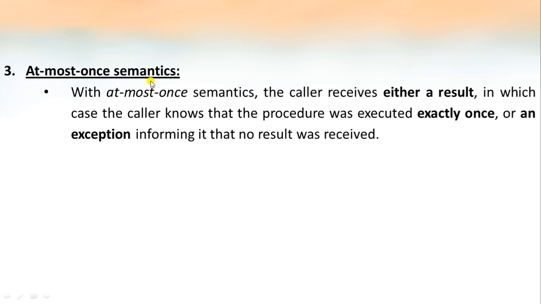Next is at most once semantics. In the case of at most once semantics, the caller receives either a result or an exception, same as in the case of at least once semantics. But in the case of at most once semantics, the procedure was executed exactly once. That means the procedure will be executed only one time, and with that execution the caller receives either a result or an exception. In the case of at least once semantics, the procedure was executed at least once. Here it will be exactly once.